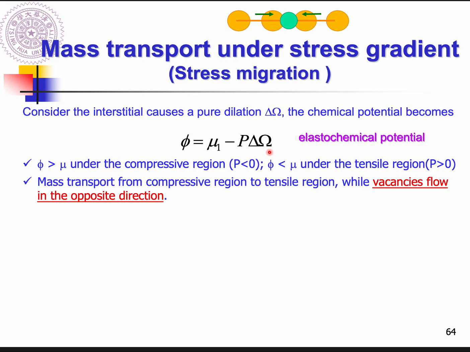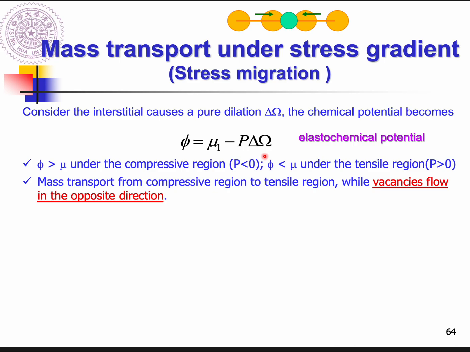Compressive stress times the delta omega. But on the other hand, if we talk about a tensile stress, the tensile region, the chemical potential will be smaller than mu1, right? So it's a minus extra term. Here P is positive, so you use mu1 minus a positive term.